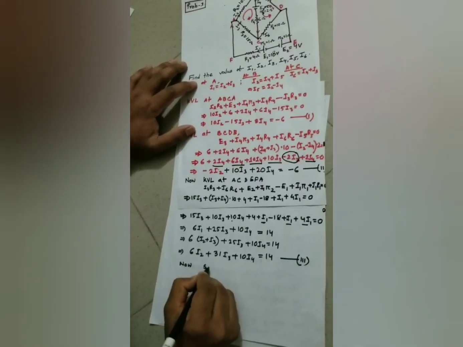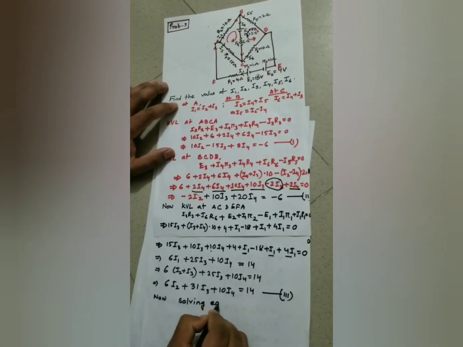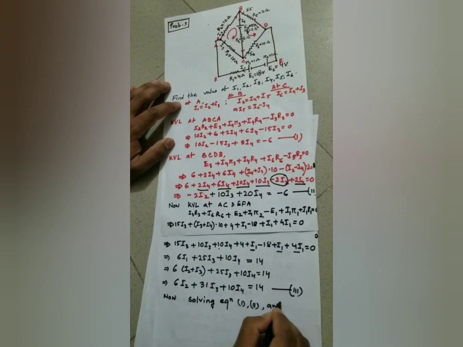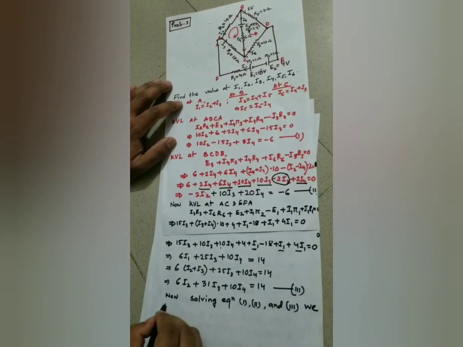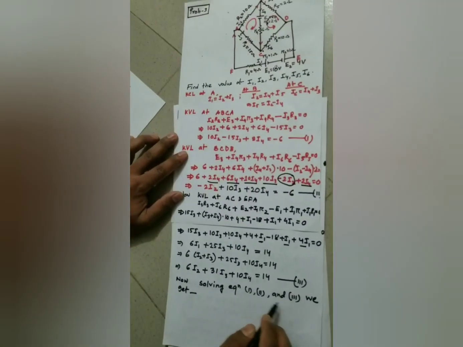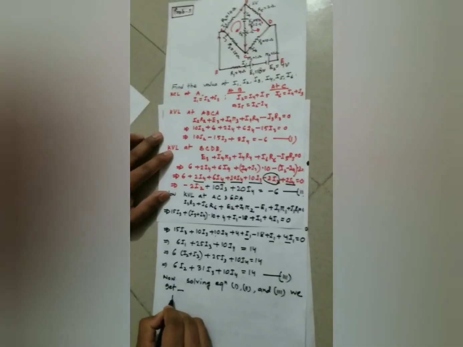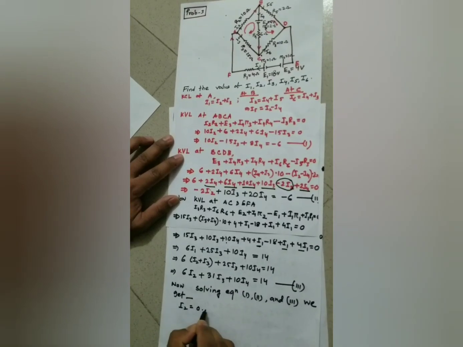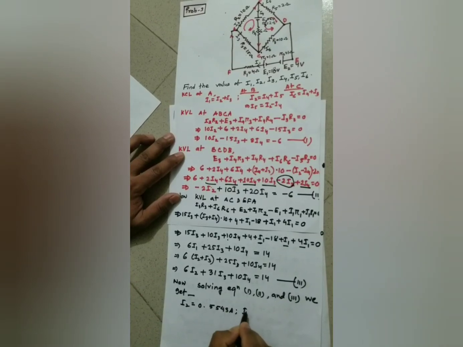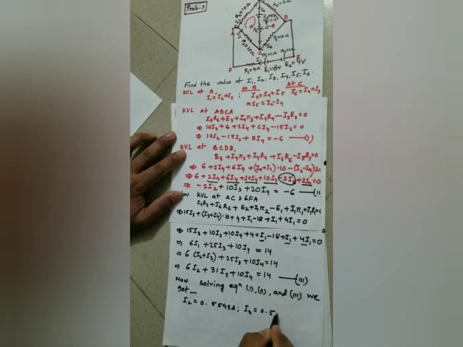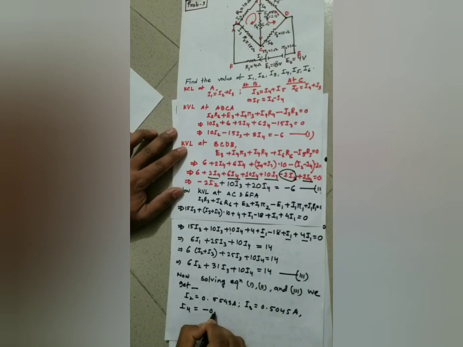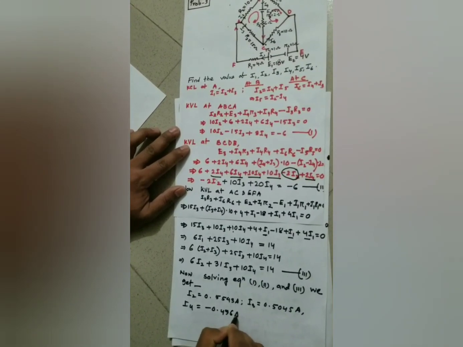Now solving equations 1, 2 and 3, we get I2 equals 0.5543 ampere, I3 equals 0.5045 ampere, I4 equals minus 0.496 ampere.